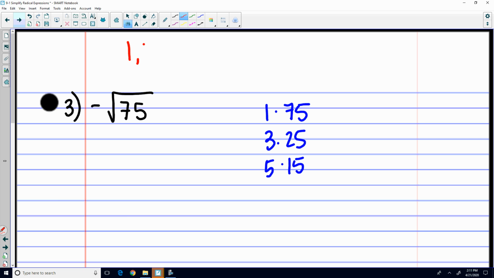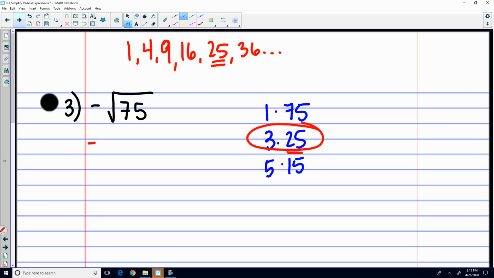1 squared is 1, 2 squared is 4, 3 squared is 9, 4 squared 16, 25, let's just keep going, 36, 25, and 25. This is the problem I'm going to use because there's a perfect square there. I'm going to rewrite this as that multiplication problem.